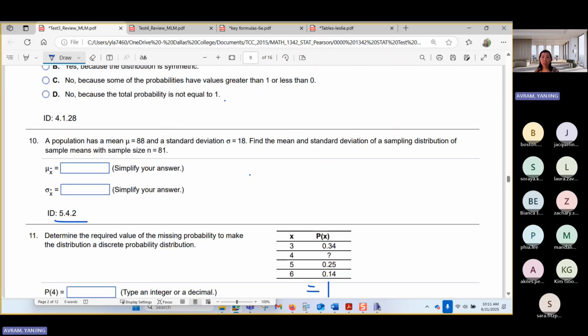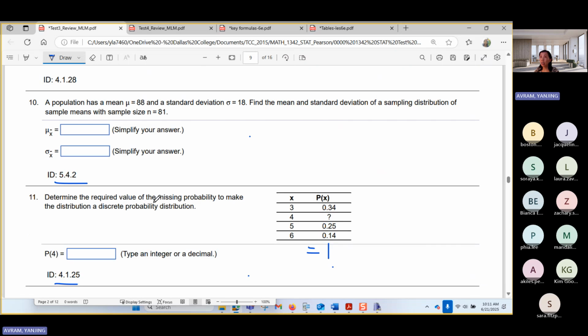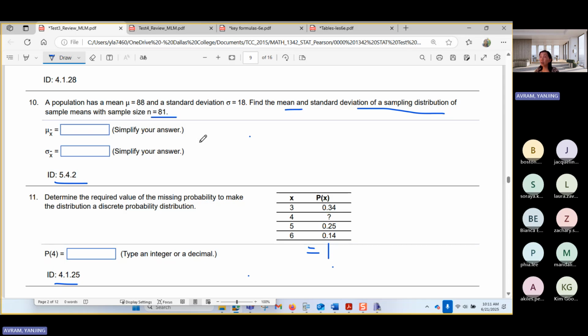All right, let's look at number 10. A population has a mean of 88 and the standard deviation is 18. Sigma is 18. Find the mean and the standard error of the sampling distribution when the sample size is 81.